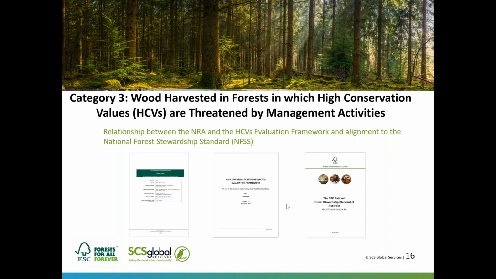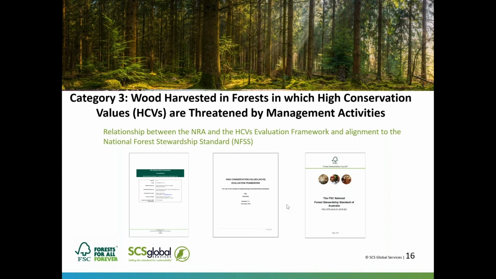Similarly, for the controlled wood process, what we did was replicate as much as we possibly could, under the National Risk Assessment process, that high conservation value evaluation framework, trying to maintain consistency between the two documents as best we can. For those that have reviewed them side by side, you'll note there are some differences between those documents, and that's essentially linked on the basis of controlled wood being a requirement that your management activities don't threaten high conservation values.